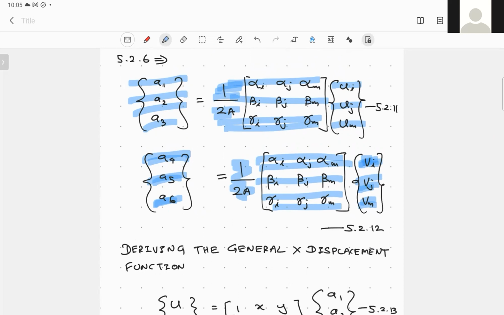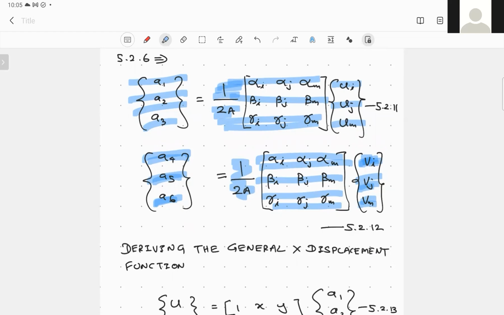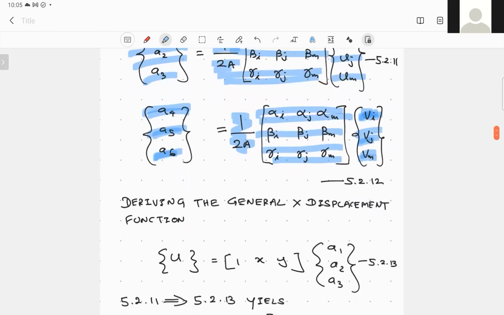We know alpha, beta, and gamma because we already know the nodal coordinates, and the unknown displacements of interest are ui, uj, and um. Of course, vi, vj, and vm are important now. And how can we find them? We can really find them now because we already found the a values.